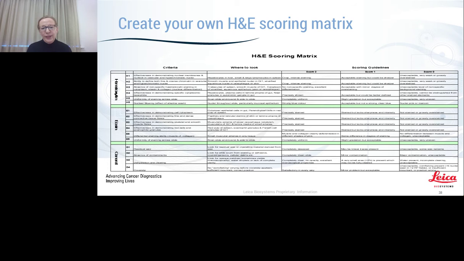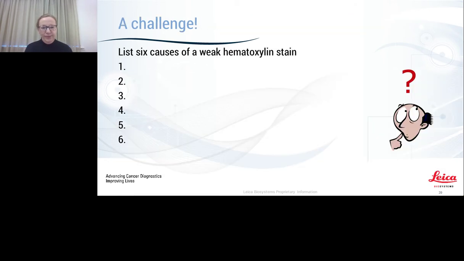So in this way, you can keep a record of how well your staining is going, and is there any sort of deterioration. You could consider scoring your controls, or you can use this as a way of measuring whatever tissue processing you're looking at, or whatever your experiment is actually trying to achieve. So again, think of some different causes for a weak hematoxylin stain.